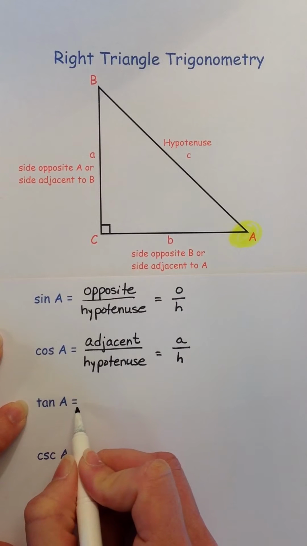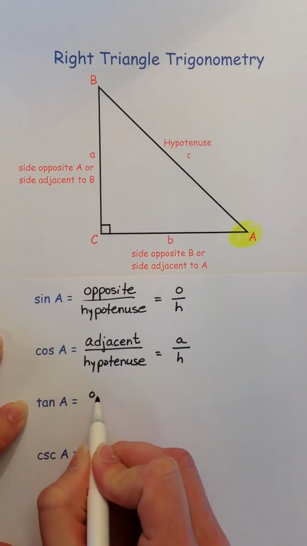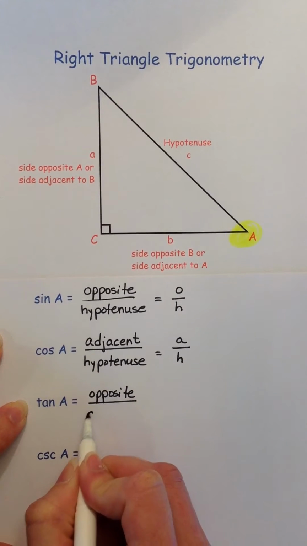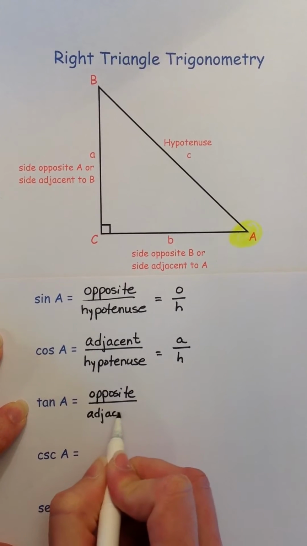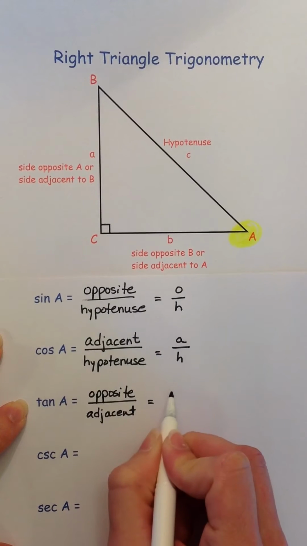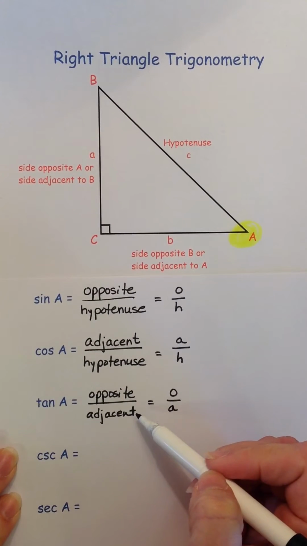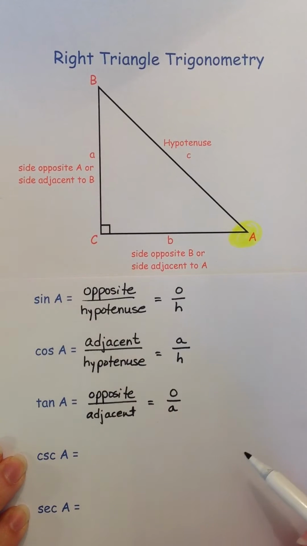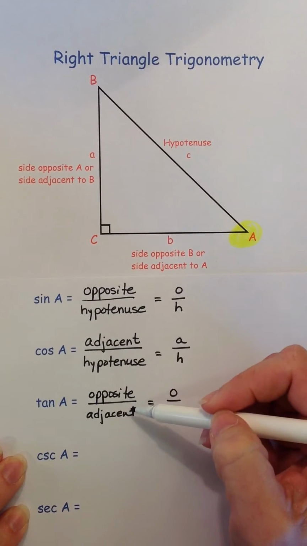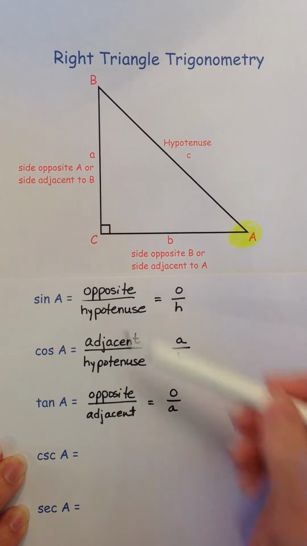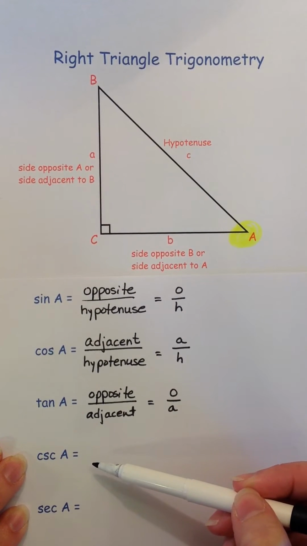Tangent of angle A is the opposite over adjacent. We refer to that as O over A. Of course, if you can remember these three, then you'd have no trouble defining the other three trig functions, because they are just reciprocals of these three. That would be something you could use to help you memorize this. If you know sine, then you're supposed to know cosecant.